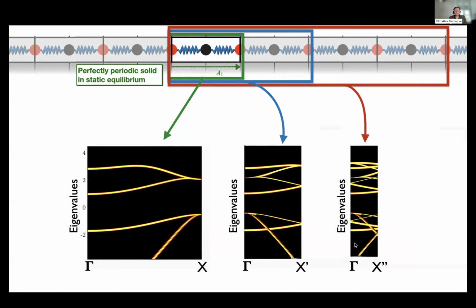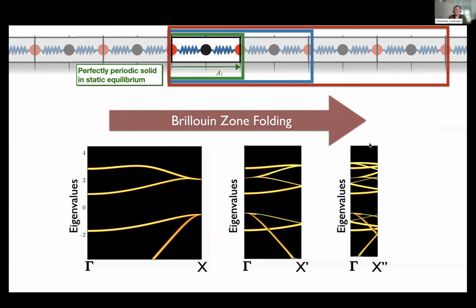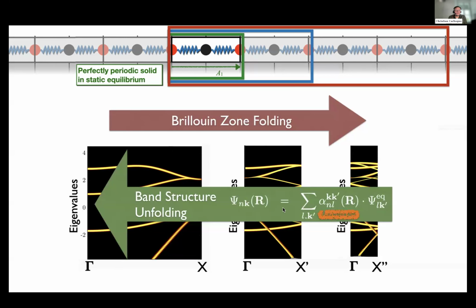And it becomes very complicated to get a qualitative interpretation of what is going on if everything starts getting folded back. This process called Brillouin folding is exactly what is undone by our band structure unfolding by these coefficients here. So by projecting on the equilibrium functions of the primitive unit cell, we can restore a picture in the fundamental Brillouin zone that allows a more intuitive and quantitative interpretation of the results.